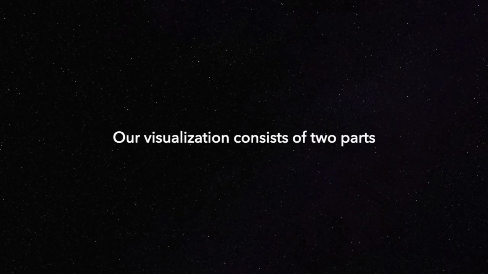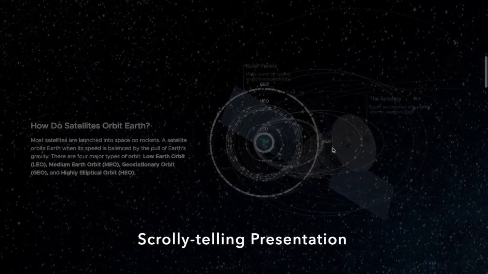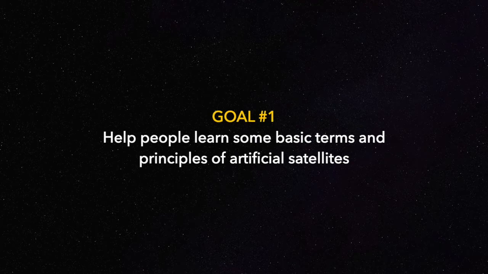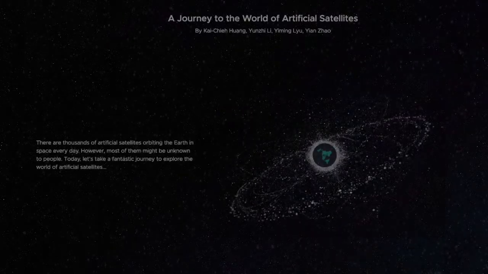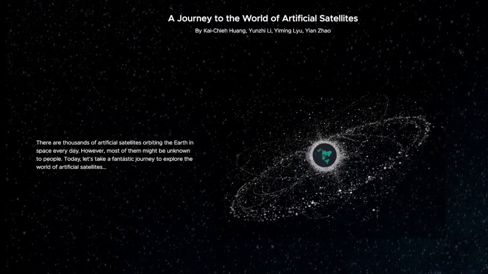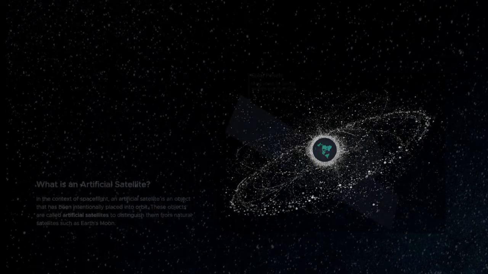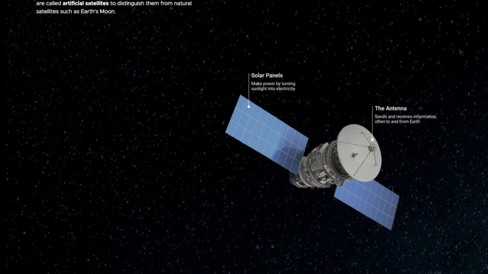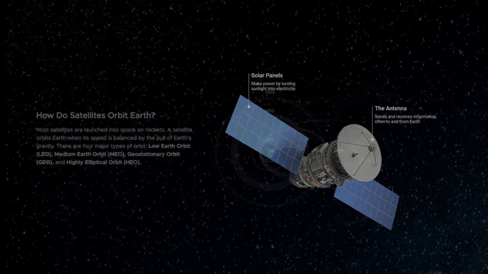Our visualization consists of two parts: a storytelling presentation and an interactive dashboard. In the first part, we applied the technique of storytelling to help users get familiar with the basic terms and operating principles of satellites. Considering the complexity of satellites, we begin with simple questions and gradually get to the more technical terms.